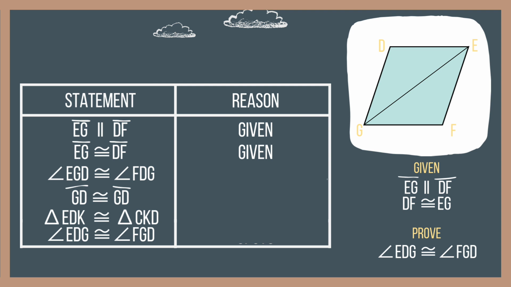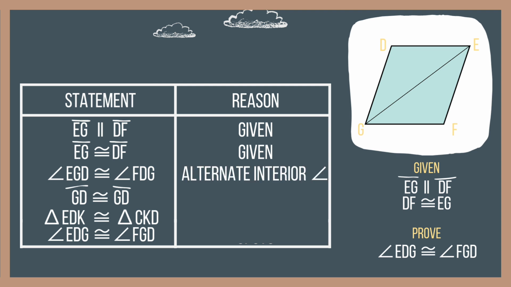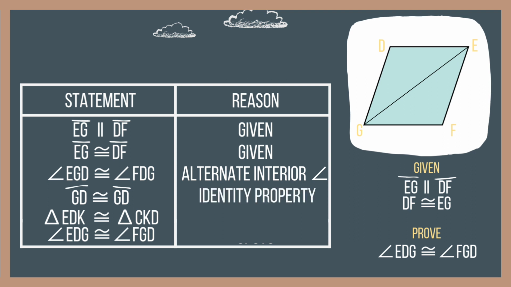Third statement, angle EGD is congruent to angle FDG. So what do you think is the reason for this, class? Very good. It is the alternate interior angles. For our fourth statement, line segment GD is congruent to line segment GD. So of course, the reason is identity property of congruences or the reflexive property, since line segment GD is congruent to itself.